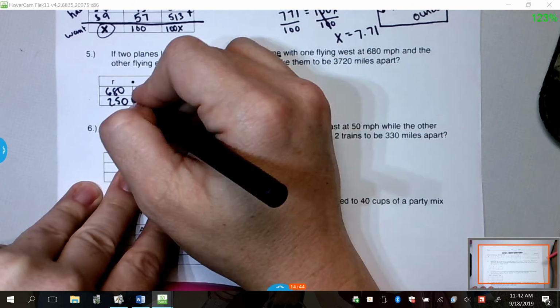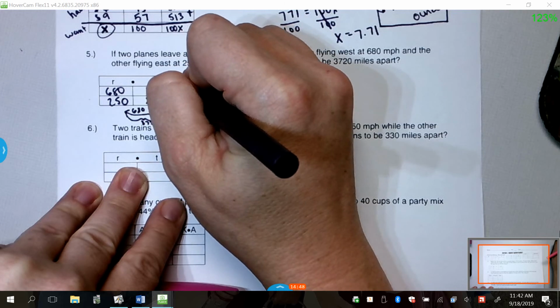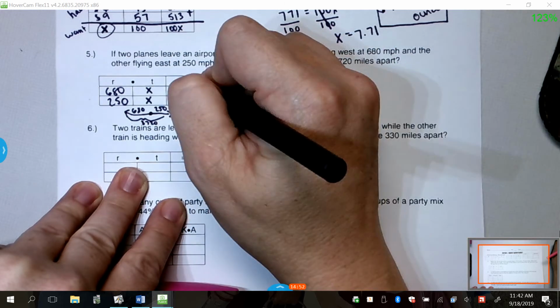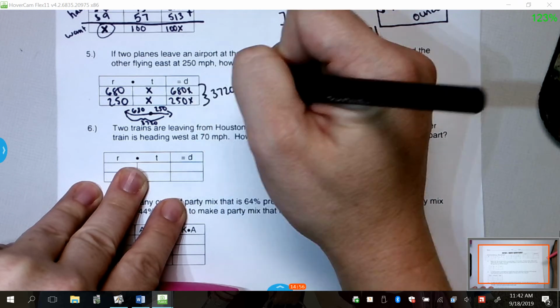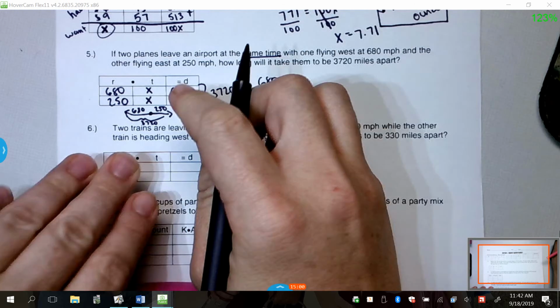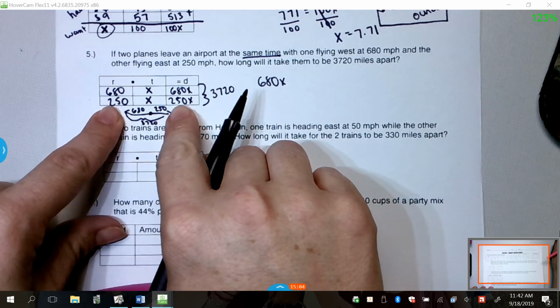So to find distance, we multiply rate times time. So 680 times x and 250 times x. And I know my total distance, I want it to be 3,720. So that means I'm just adding, because I want this total, one going one way, one going the other. That's this distance and this distance to add up.